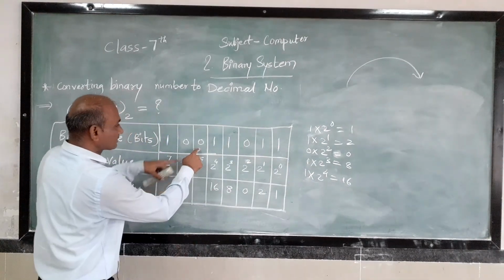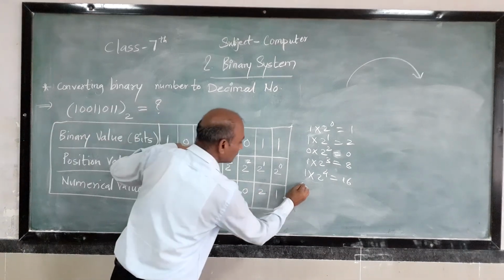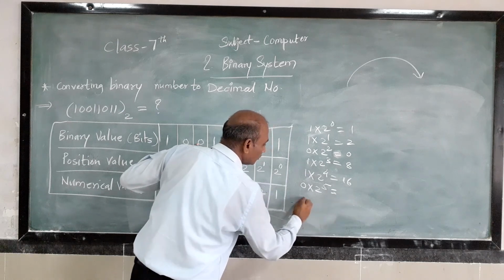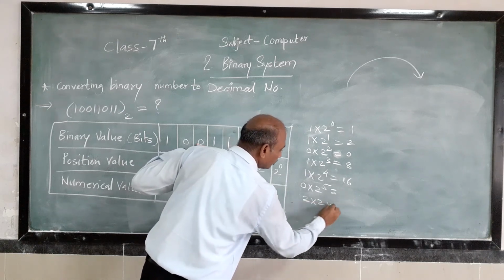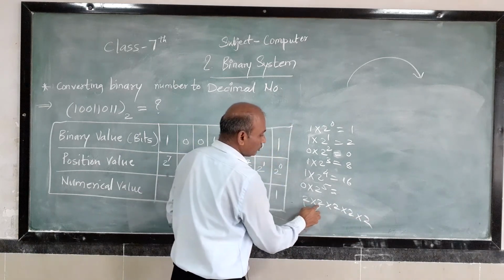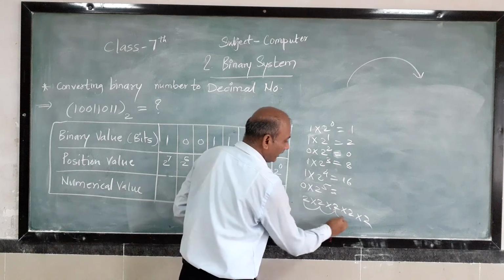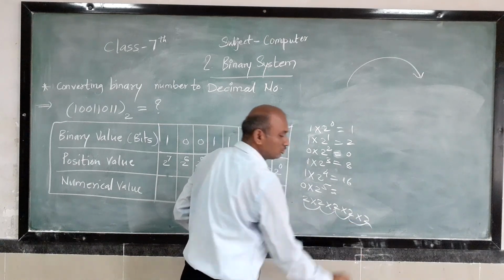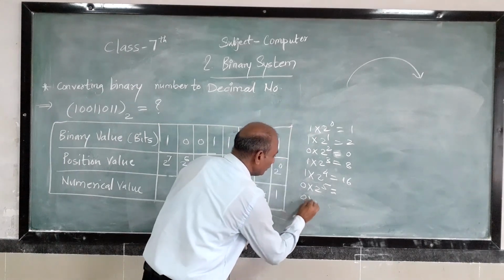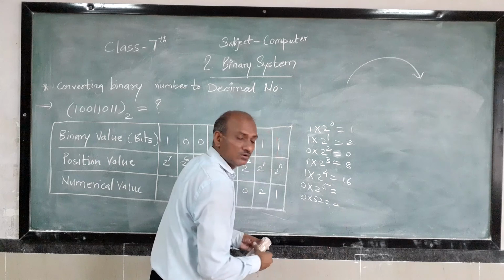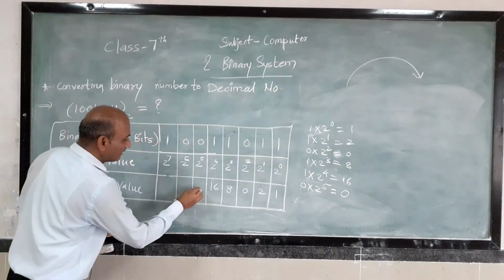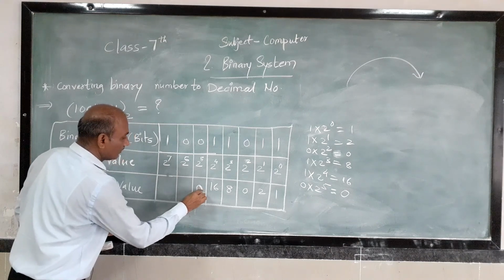Correct? Now next, 0 into 2 raised to 5. What will come? 2 raised to 5 means 2 into 2 into 2 into 2 into 2. 2 into 2, 4. 4 into 2, 8. 8 into 2, 16. 16 into 2, 32. Okay? 0 into 32, 0. So what will come here? 0. What you write here? 0. Understand?